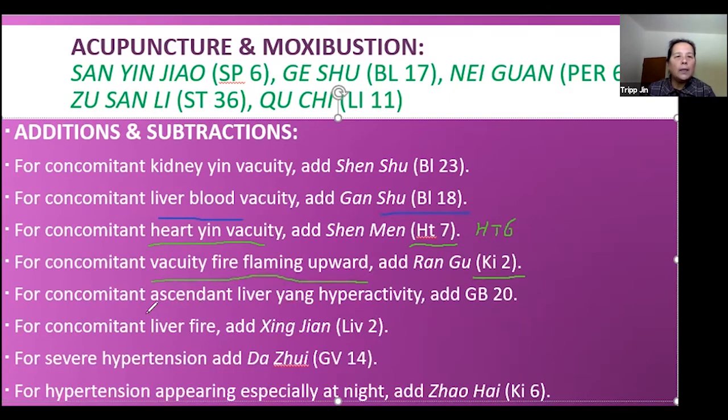And if the patient has liver yang rising kind of condition, we go to the gallbladder channel to subdue liver yang. And if liver fire, that means excessive kind of heat rushing up, we go to liver 2 to clear heat from the liver. And for severe hypertension, we still go to DU14. And especially hypertension at night, go to kidney 6. That's basically pretty similar to what we talked about before.